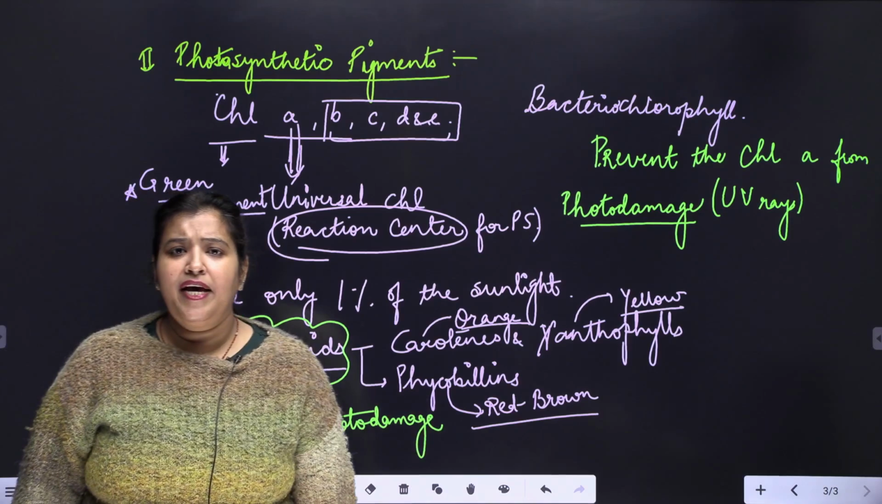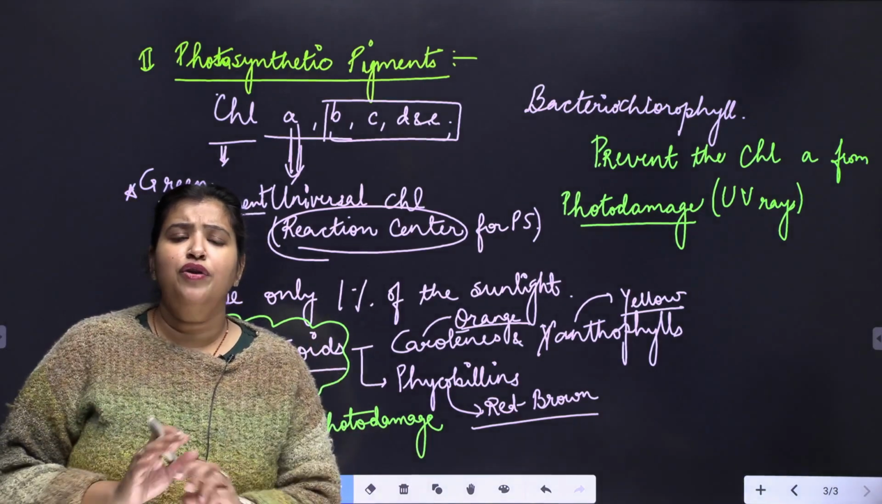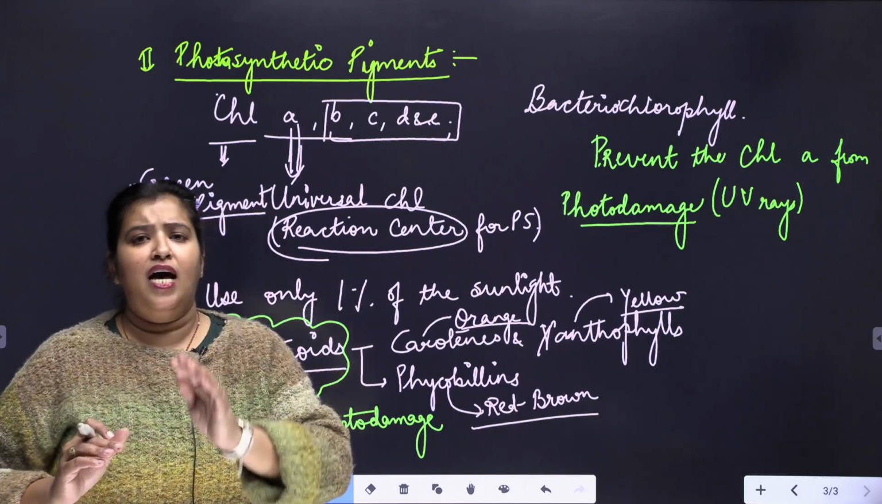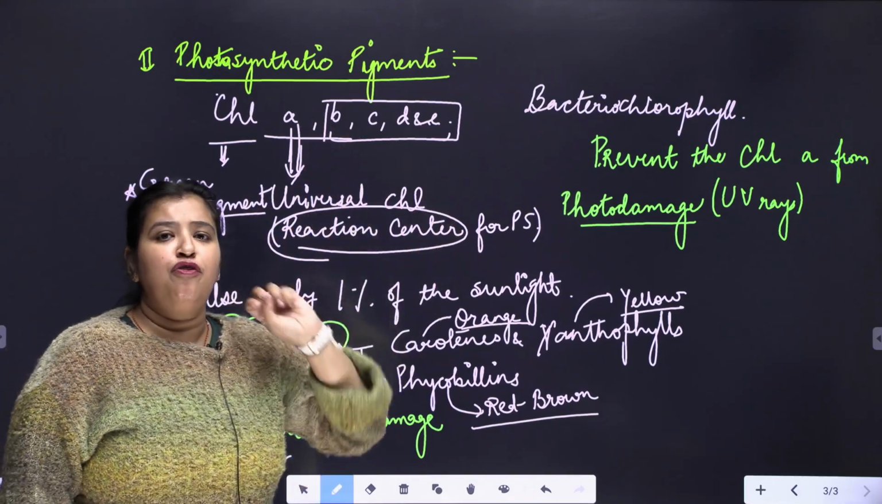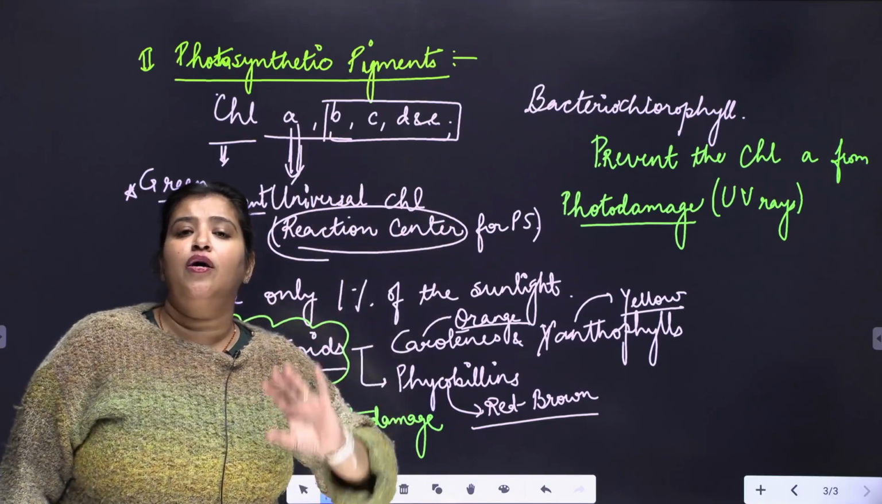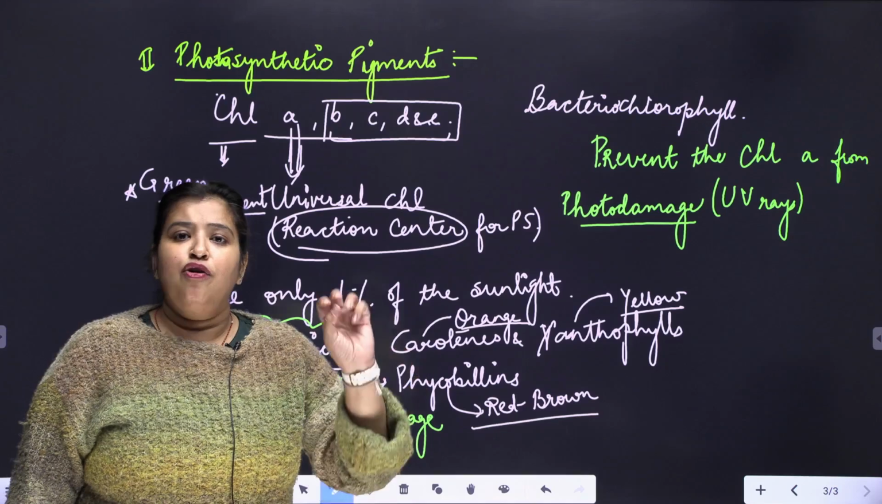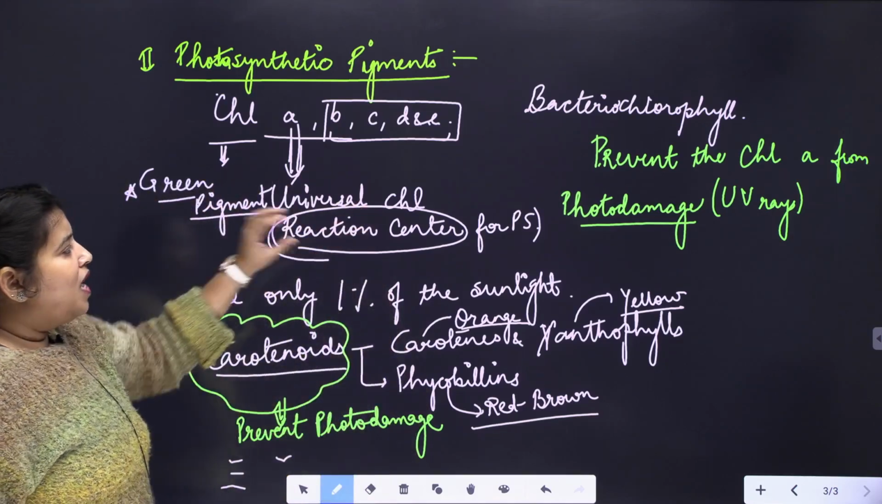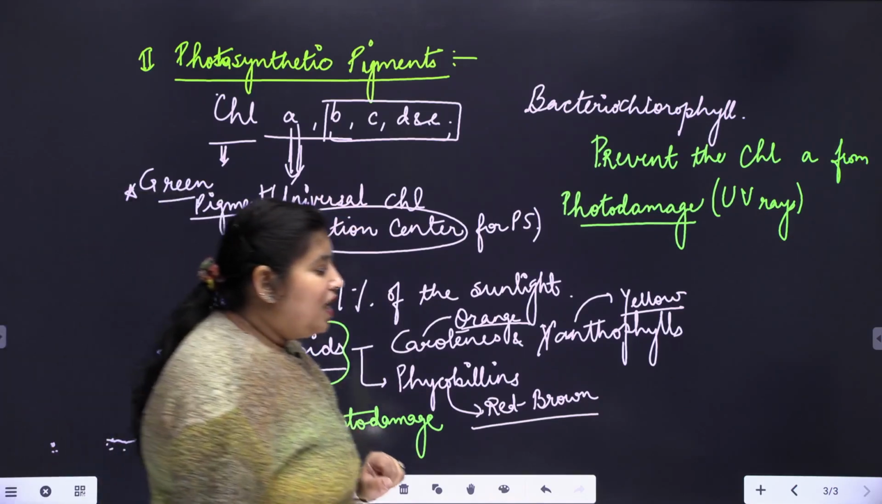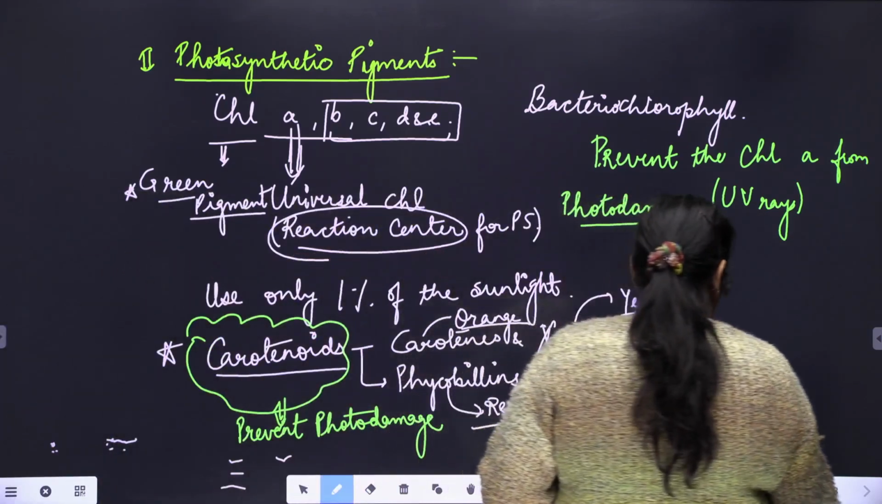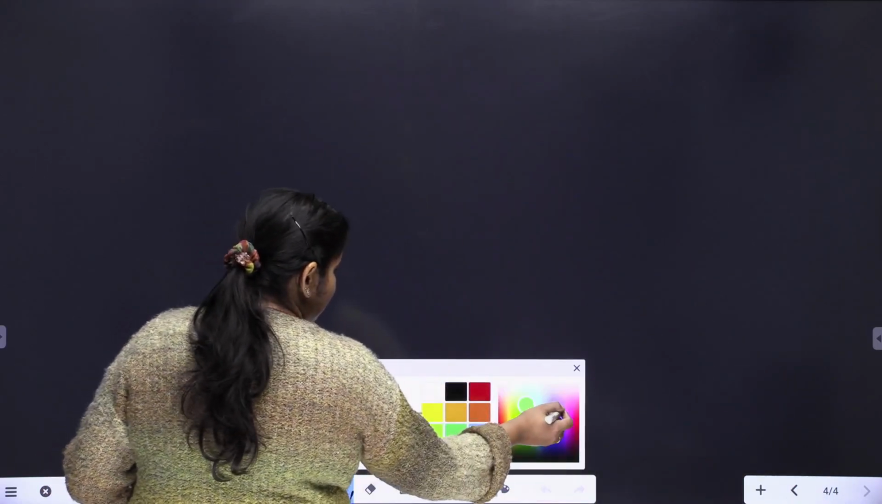Am I clear till here? I hope the two requirements, the sunlight and the photosynthetic pigments, are clear, because chlorophyll A is not the only pigment. Chlorophylls are of so many types, and you need to keep in mind these points. All right. Let us move to the next requirement.